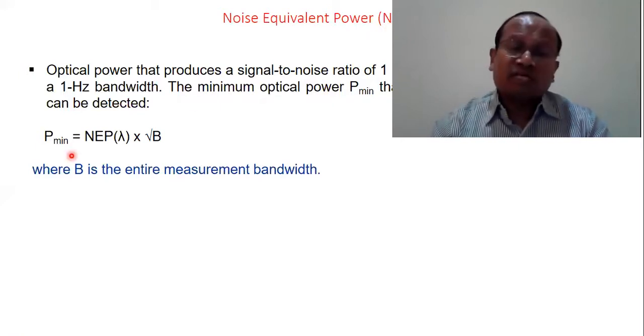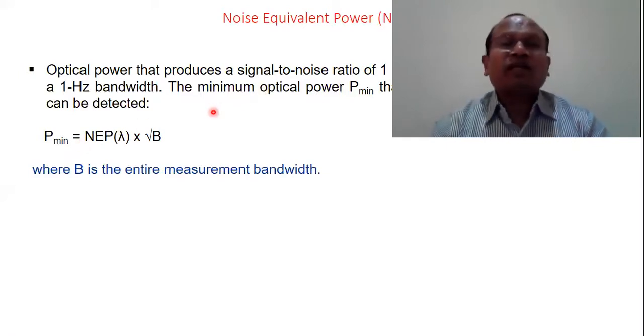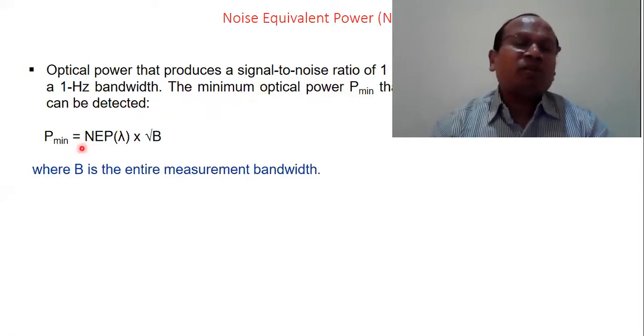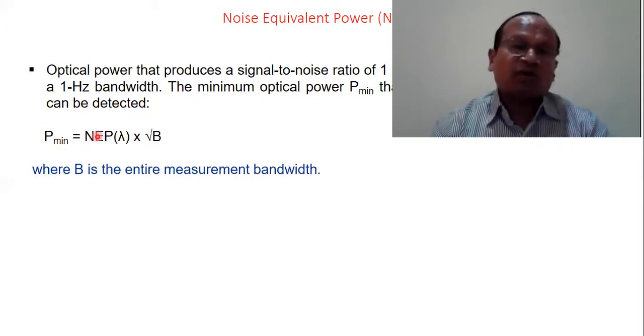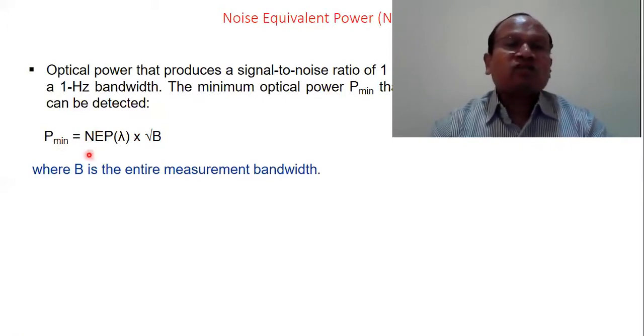And based on this noise equivalent power, we can calculate the minimum optical power, which is NEP(lambda), which is a function of lambda, multiplied by the square root of B. So you can also see that the more the bandwidth, the more optical power is needed, and the more the NEP, the more optical power. All right, where B is the entire measurement bandwidth.